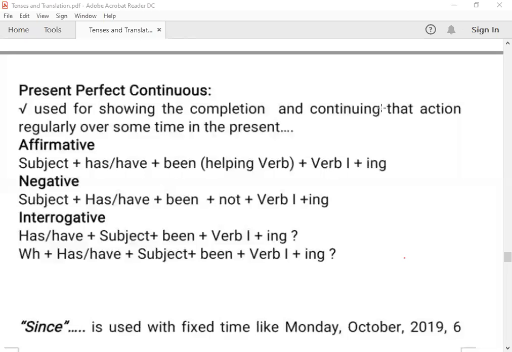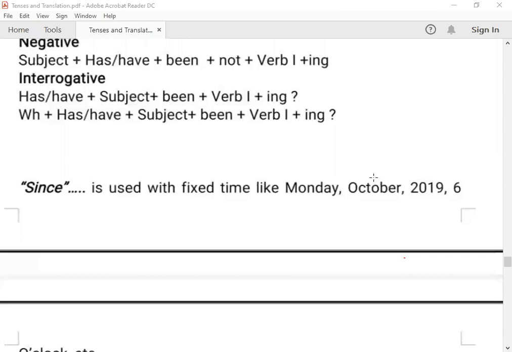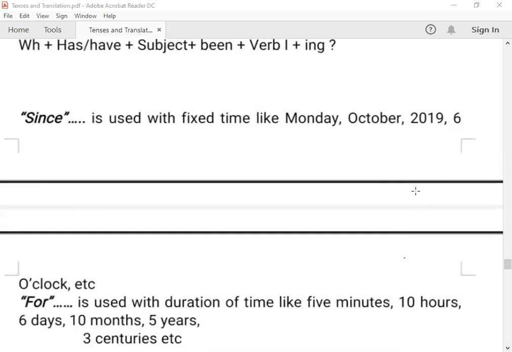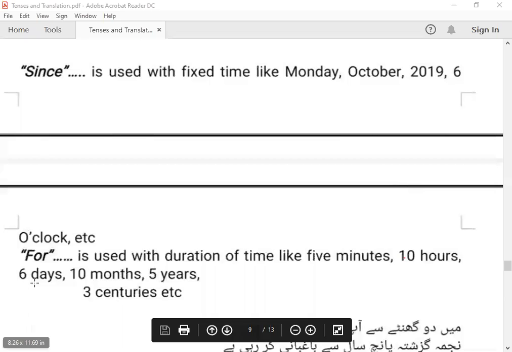We also know that. Then there is another rule that is very important, where we have to put since and where we have to put for. We have already discussed this in the previous past perfect continuous tense. Once again, we are going to discuss it right now. Since is used with a fixed time, like Monday, October 2019, 6 o'clock, evening, morning, these are fixed times. But when we are talking about duration, a period of time, a specific duration, then it is for that we are going to use. For example, 5 minutes, 10 hours, 6 days, 10 months, 5 years.